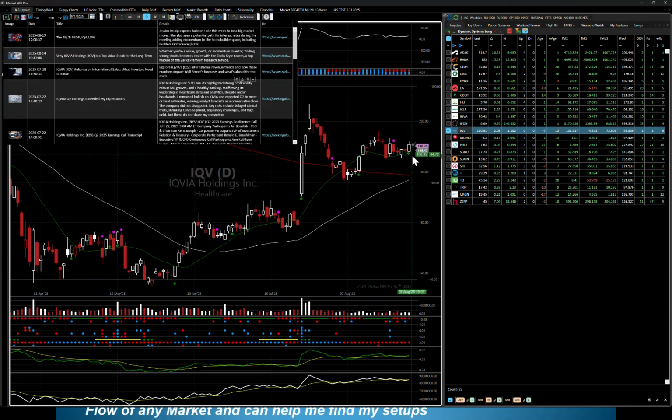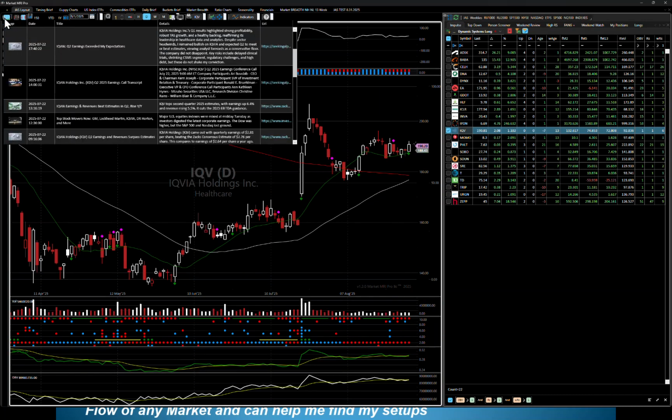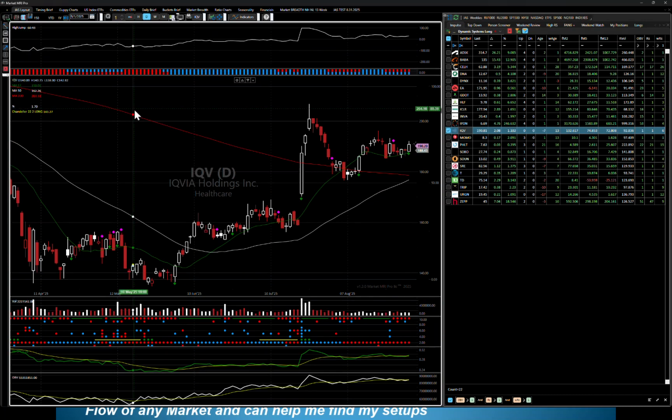IQVIA. All right. I want you to answer me yes or no. Have I shown you a dog with this scan? Every stock here. Let's see. Anybody want to tell me I showed him a dog so far? You guys still listening? There's no dogs here. This is the purpose of scanning. It's trying to find stocks that meet certain criteria.